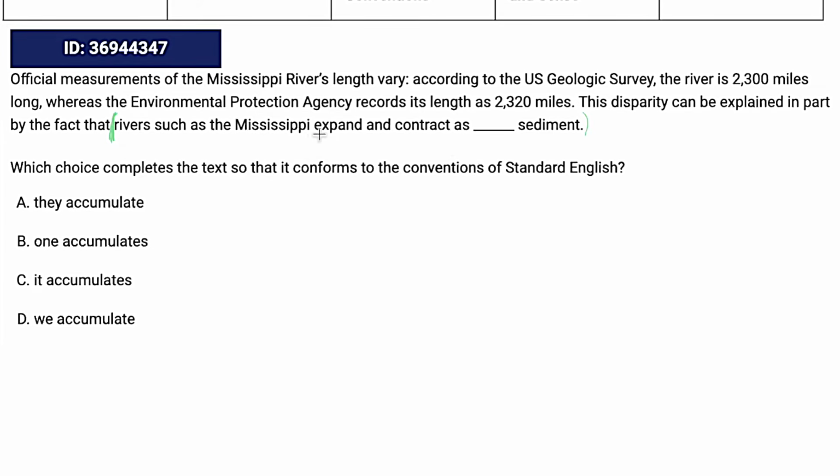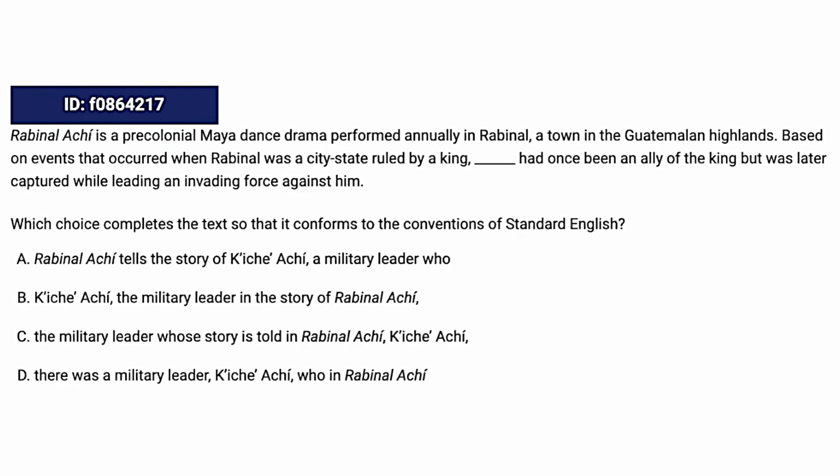Well, we actually have two of them. We have expand and contract. Now, the Mississippi is given as an example, such as the Mississippi, but the main message here is rivers expand and contract. So our original noun is rivers. Rivers is plural, so we would go with they. They accumulate. All right, the last type of question we're going to cover here is known as misplaced modifiers.